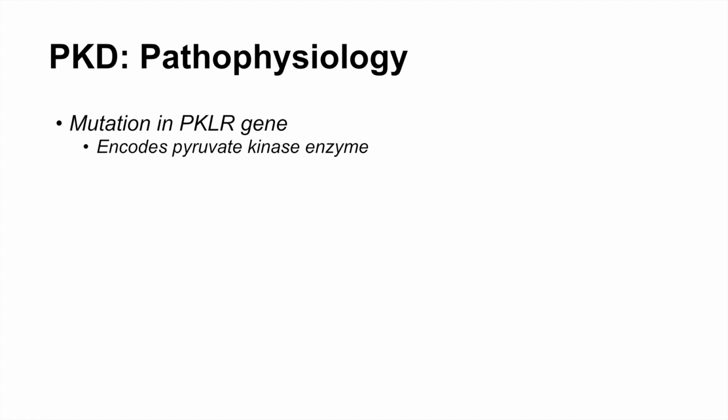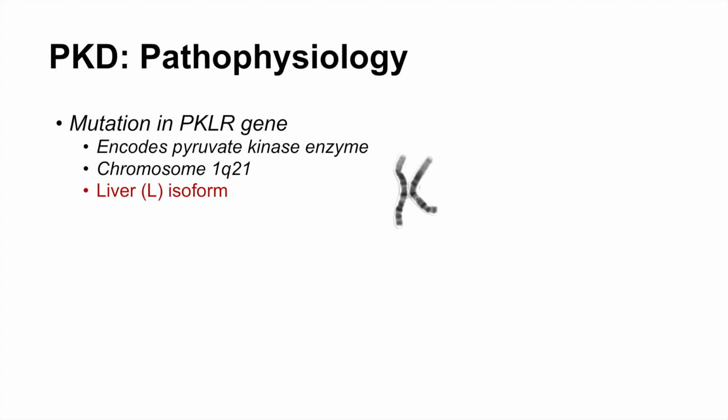So what is the pathophysiology of PKD? Well, it all relates to a mutation in a gene known as the PKLR gene. Now, the PKLR gene encodes pyruvate kinase enzyme, and it's located on chromosome 1 in the Q arm at 21, or 21. And there are two isoforms of this enzyme. There's a liver or L isoform, and then there's a RBC or R isoform.